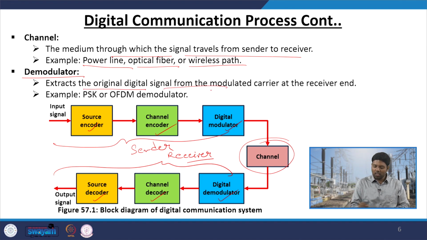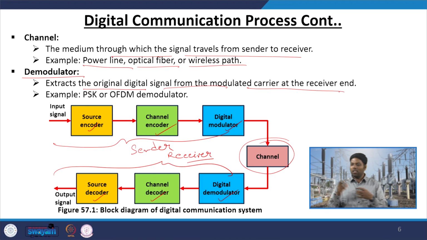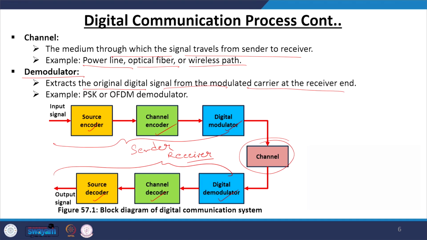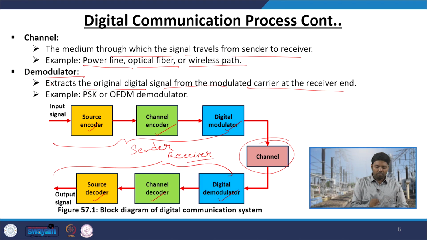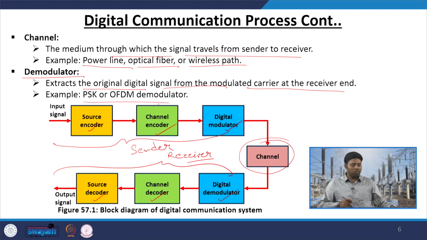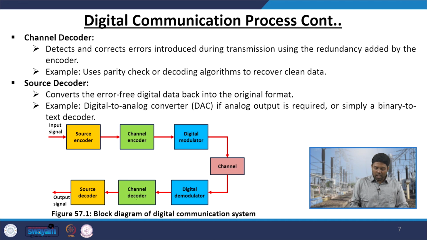So, what is the demodulator? It extracts the original digital signal from the modulated carrier. That means in that channel, by some technology, you have sent the data. Now you have to recover the digitized data, that 0101 combination, at the receiving end. That is done at the demodulator. The same technology, PSK or OFDM, is used. Then you have the channel decoder. Whatever redundancy you added at the channel encoder to mask your actual information, now you have to throw out, or select your actual information. So, that detects and corrects the errors.